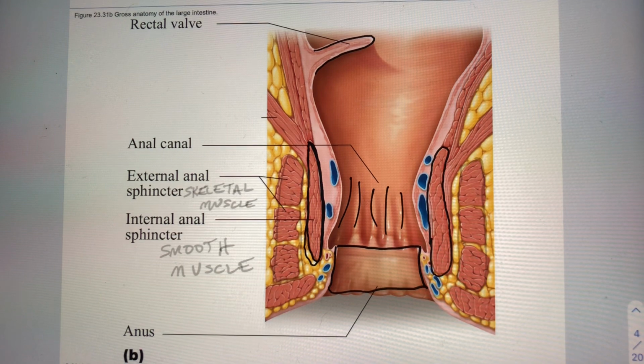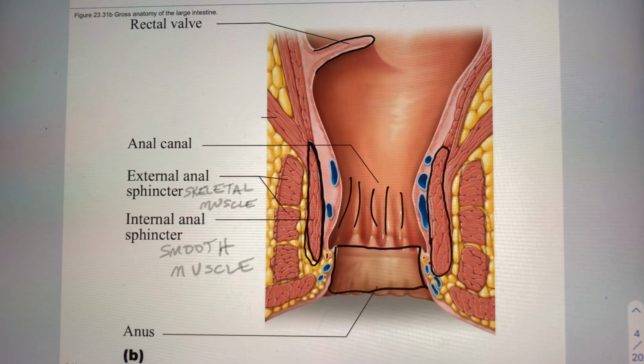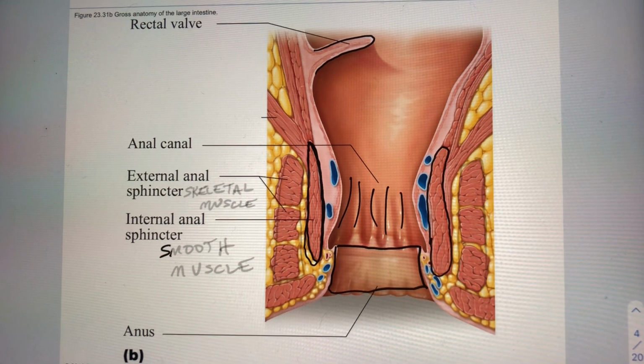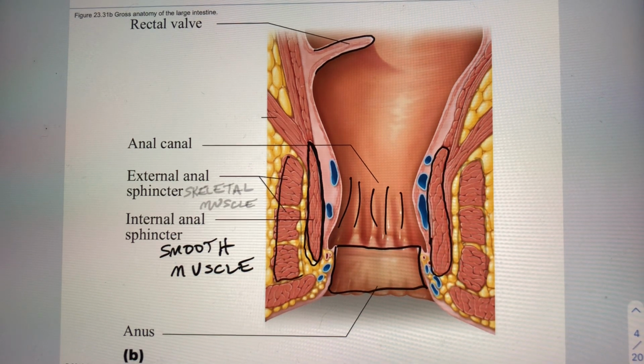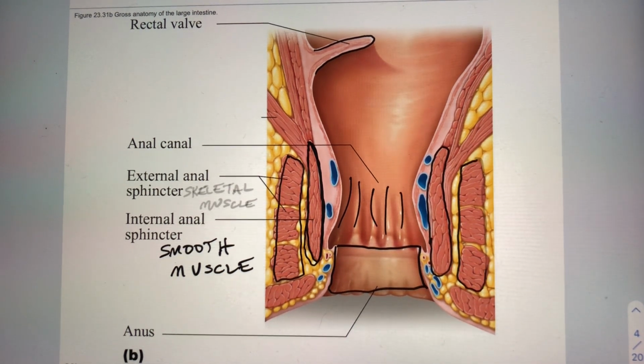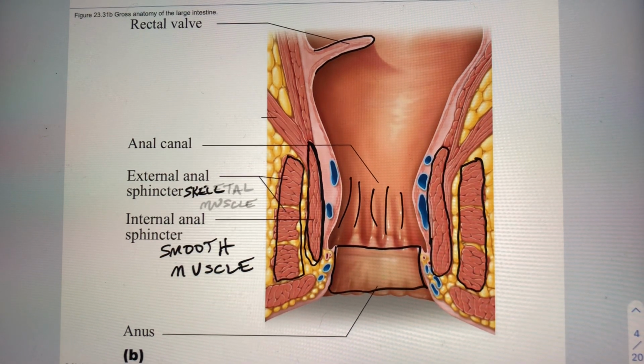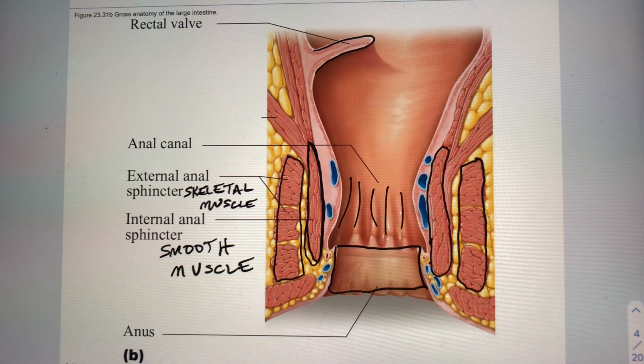The internal anal sphincter, the one I was just pointing out, is made out of smooth muscle. Whereas this block here is also a ring. And even though both rings, both sphincters, are inside the body, this one is referred to as the external anal sphincter, and it is made out of skeletal muscle. And I'll explain how those work together in class.